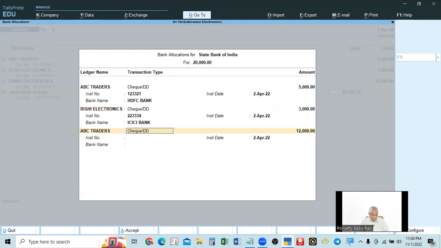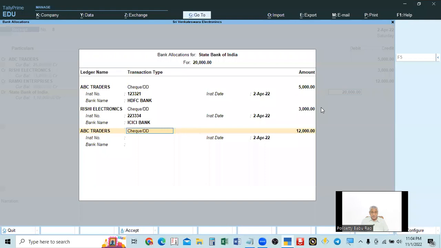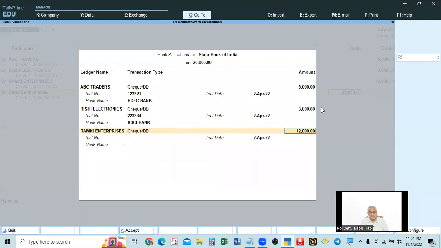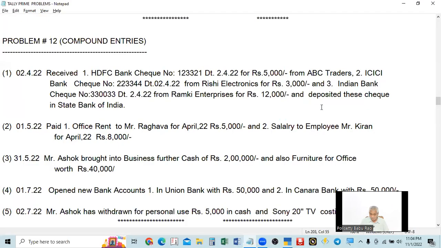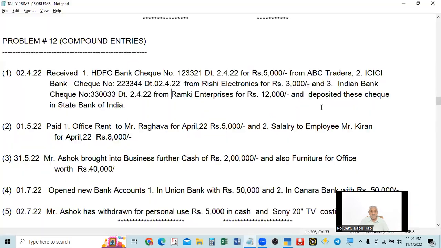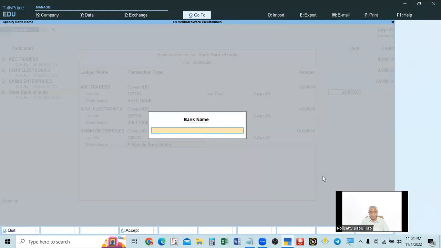Okay. Then the third one, again, the third is Ramki Enterprises. Space bar, back space. Then Ramki Enterprises. Check is default, and 12,000 rupees the balance amount. And instrument number 330033. Date is same, and bank name is Indian Bank. Here also space bar, specify bank, Indian Bank.